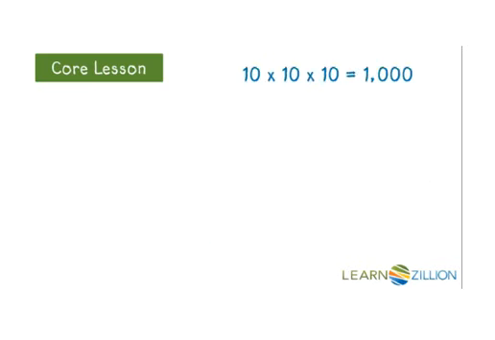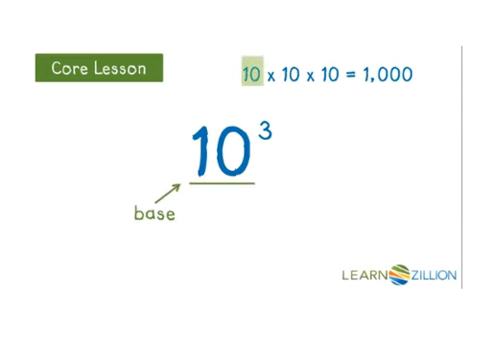Let's see how we can represent a power of 10 using exponents. In the equation 10 times 10 times 10 equals 1,000, we can represent the 10 times 10 times 10 as 10 to the third power, or 10 cubed. The base is the factor that's repeatedly multiplied, in our case 10.